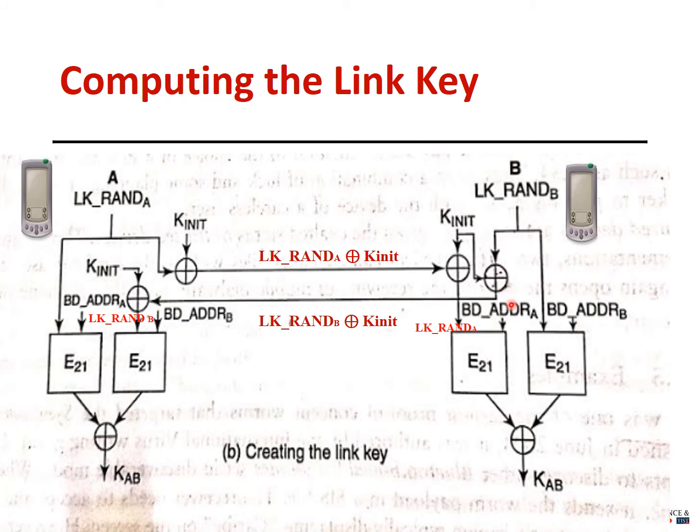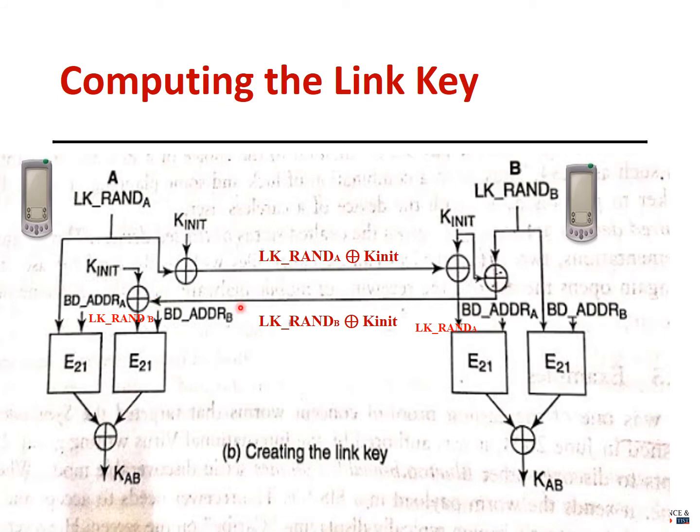That is, for B, the first step is generating the random number and the second step is the XOR operation of the random number of B and K init. So here you can see the initialization value, K init, which is computed. So K init XOR random number of B, this is the operation, and the resultant value is obtained. Random number of B is XORed with K init.